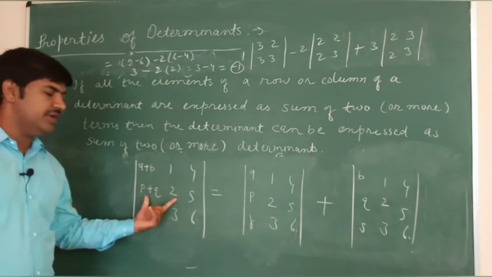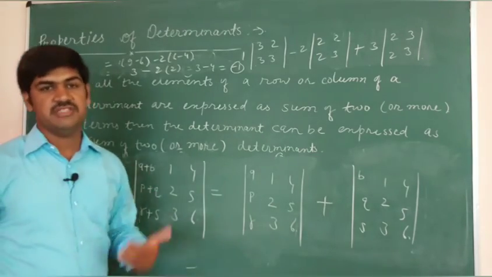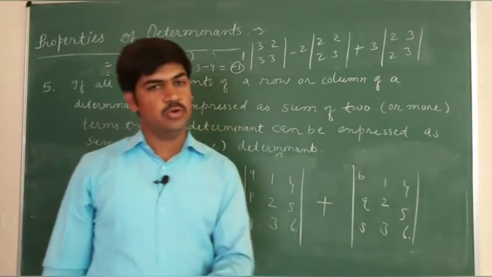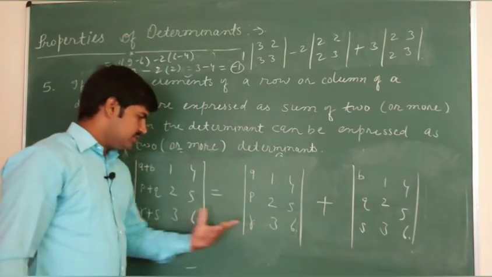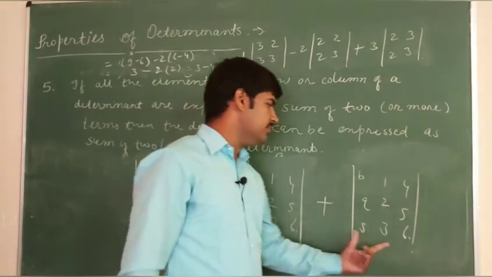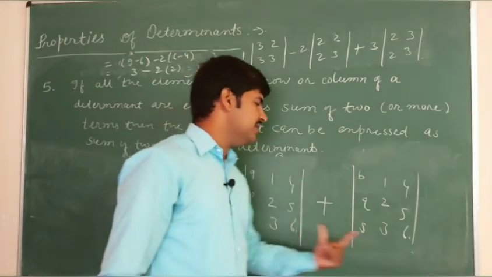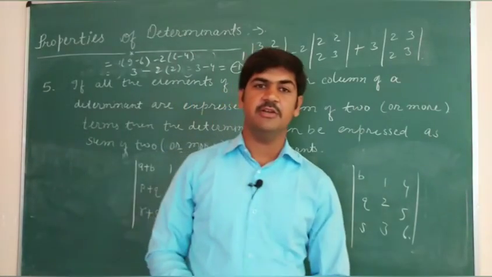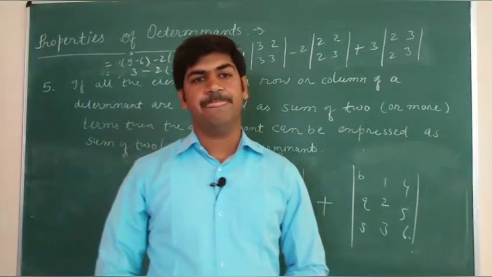If any determinant's row or column is expressed as a sum of two or more than two terms, then you must be able to express the determinant as a sum of two or more than two determinants. I am sure you have understood this property well. Thank you very much.